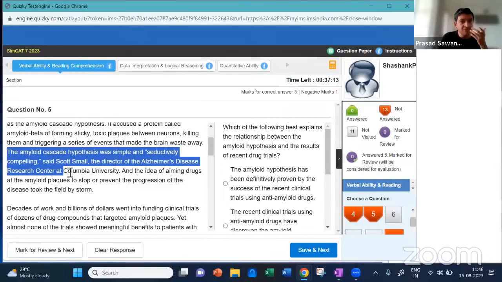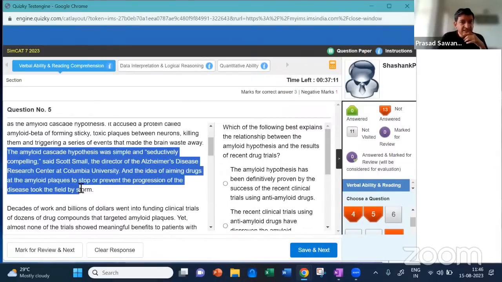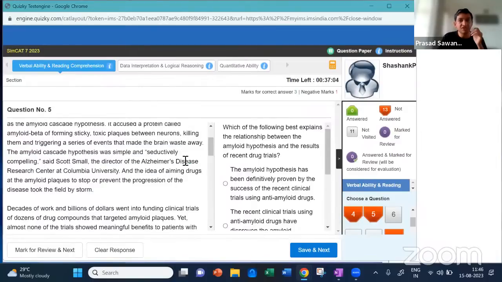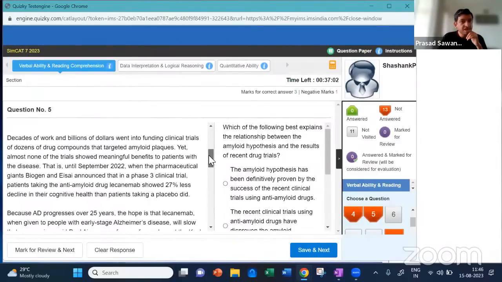Said Scott Small, a director at some institute, and the idea of aiming drugs at the amyloid plaques to stop or prevent the progression of the disease took the field by storm. So it was a revolutionary discovery. Okay. Decades of work and billions of dollars went into funding clinical trials of dozens of drug compounds that targeted amyloid plaques. So a lot of research went into removing these plaques. Okay, yet almost none of the trials showed meaningful benefits to patients with the disease.